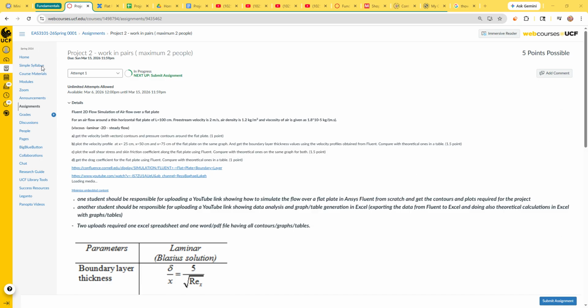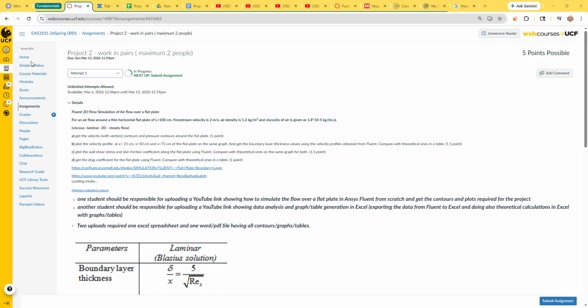I made some lines throughout here. Don't know why you can't see them right now. Maybe if I go to the contour. But anyway, there's a few lines: 50 centimeters, 75 centimeters, 25 centimeters, and the flatline plate for the shear stress.